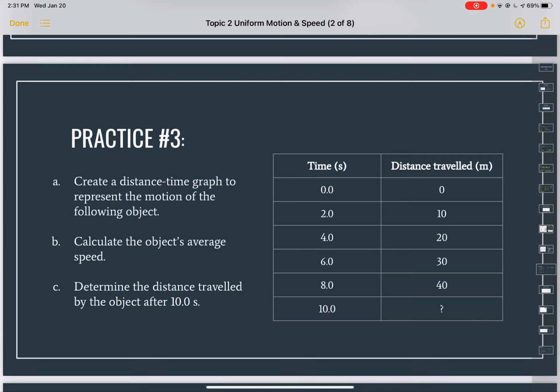All right, so let's try practice number 3. It says create a distance time graph to represent the motion of the following objects. Calculate the object's average speed and then determine the distance traveled by the object after 10 seconds. So we've got quite a bit of things to do here. Our first job is to graph this.